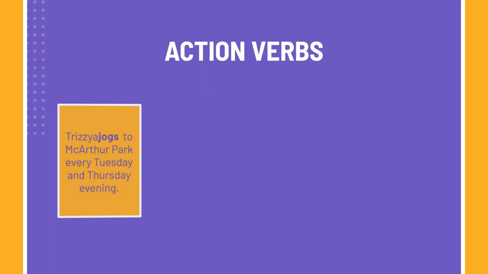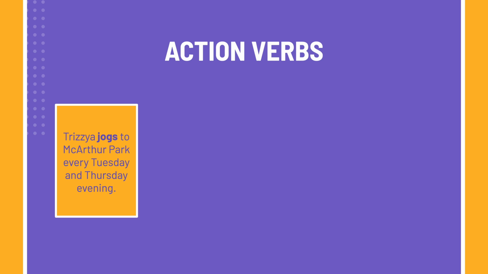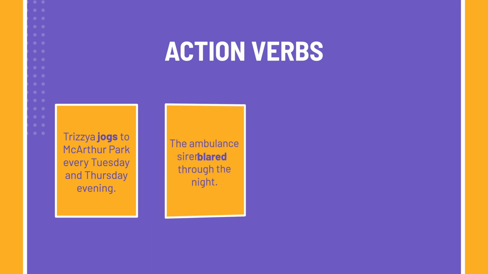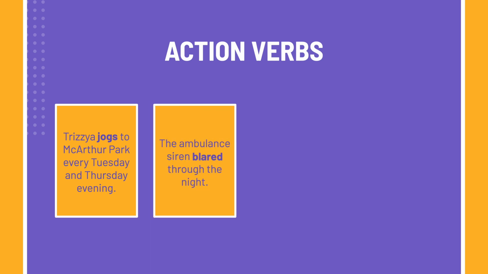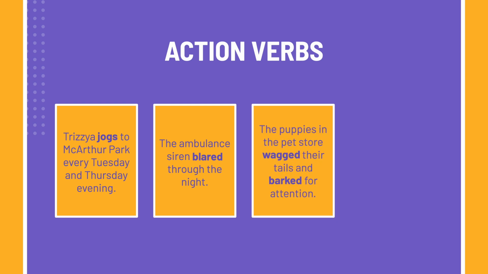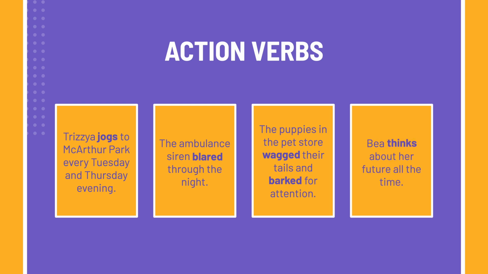Trizia jogs through MacArthur Park every Tuesday and Thursday evening. The ambulance siren blared through the night. The puppies in the pet store wagged their tails and barked for attention. Bea thinks about her future all the time. All the words written in bold in the examples show some type of physical or mental activity. They are also called main verbs because they tell us about the condition or action of the subject.